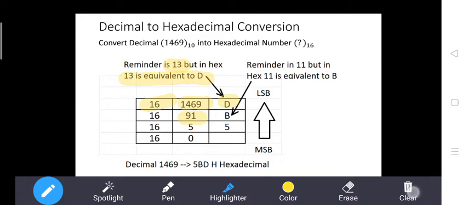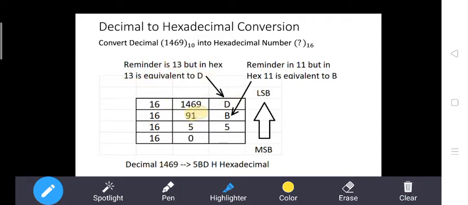Once again I repeat: 1469 divided by 16, my answer will be 91. This 91 multiplied by 16, my answer is 1456. 1469 minus 1456, my remainder is 13. This 13 is equivalent to D in hex. So I write remainder D.